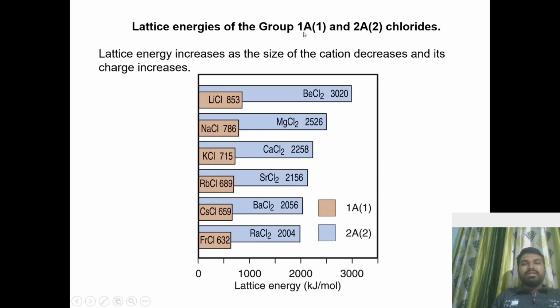These are the lattice energies of group 1A and 2A chlorides. Lattice energy increases as the size of the cation decreases and its charge increases. These are the lattice energies.